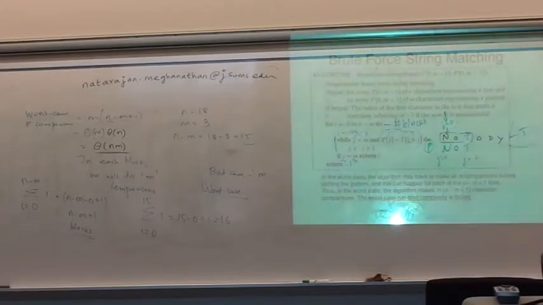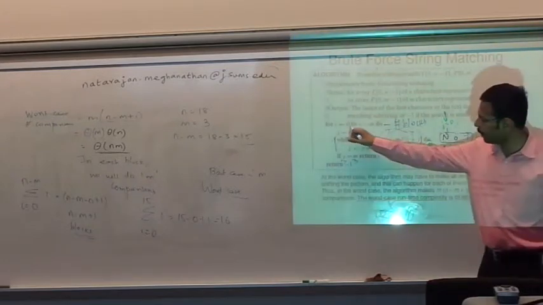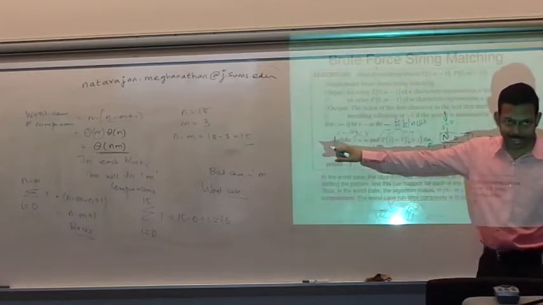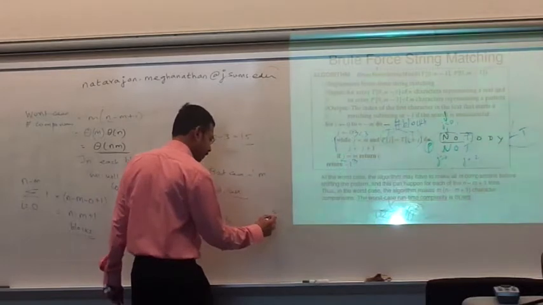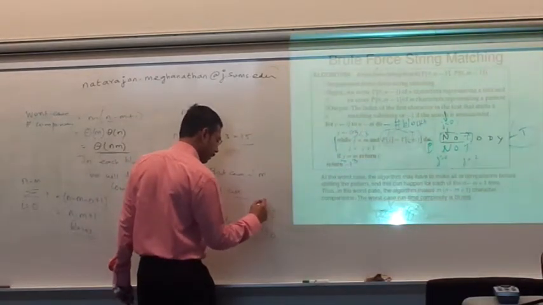Okay? So the summation clearly explains this. You go from i equals 0 to n minus m, and so if you write it as a double summation, the first summation is i equals 0 to n minus m.